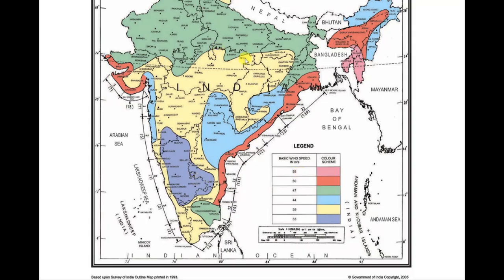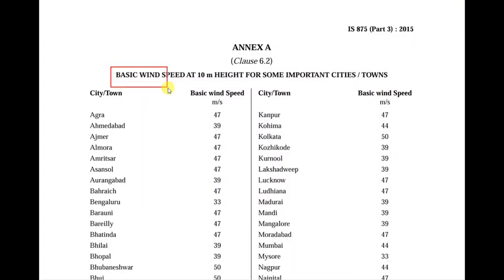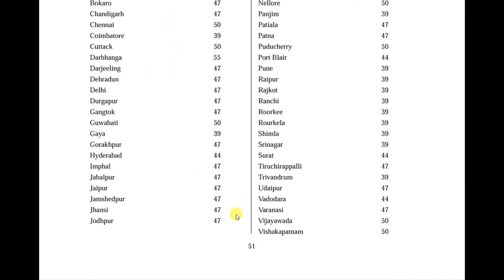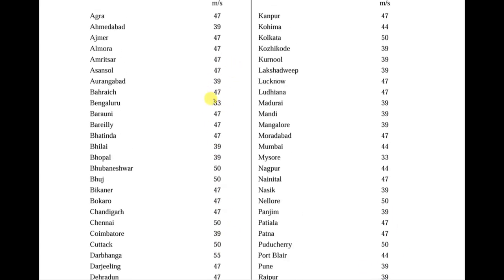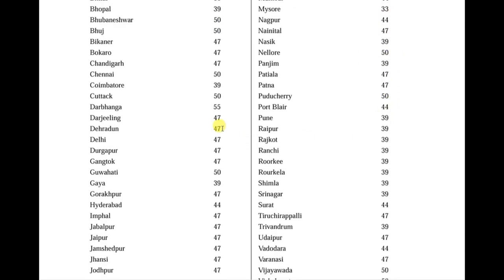According to the color, we can identify which location comes under which wind speed, which is given in this table. And also this is mentioned in Annexure A of IS 875. Let's look into that. We have Annexure A, basic wind speed at 10 meter height for some important cities and towns. In this annexure, we have all the city names and the basic wind speed. If you check this wind speed, the minimum is 33 and the maximum you can find up to 55 here.